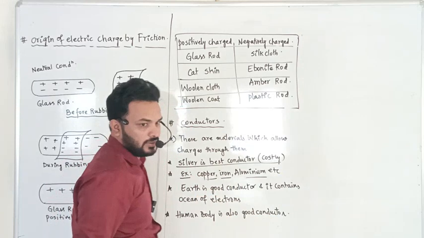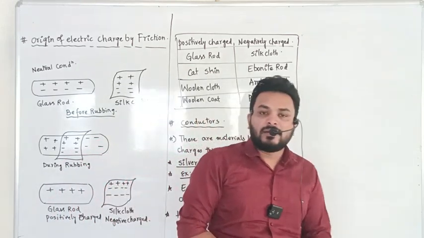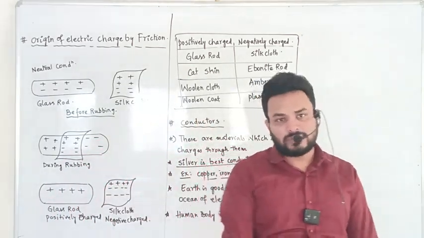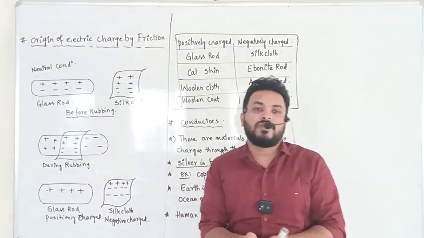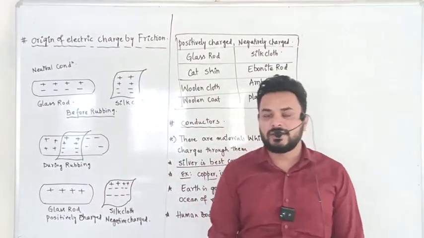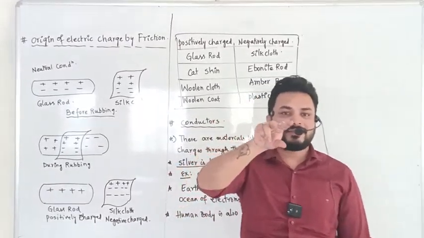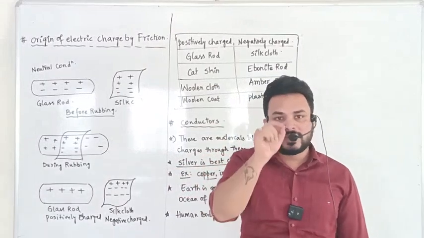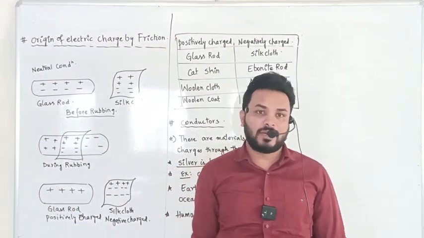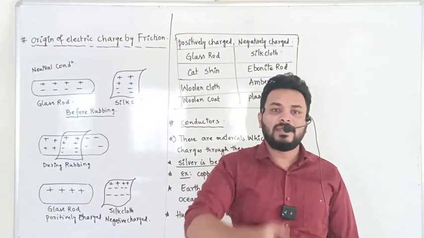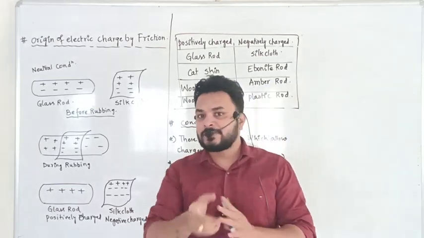Earth is a good conductor. See here. Basically, Earth is a reservoir of electrons. We are telling it as an ocean of electrons. It contains an ocean of electrons. See, in our house, the fridge socket, we have three sockets. Why three sockets? One socket is connected to the earthing part. That is how exactly we explain it.